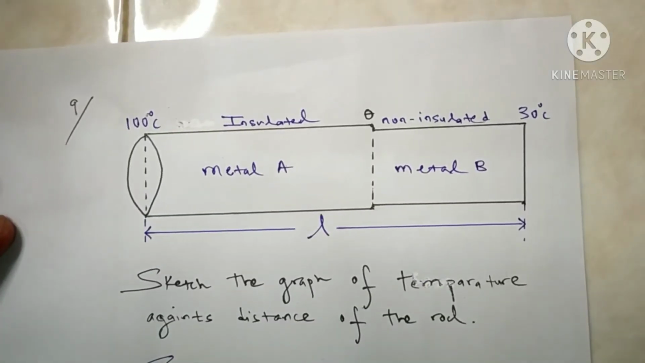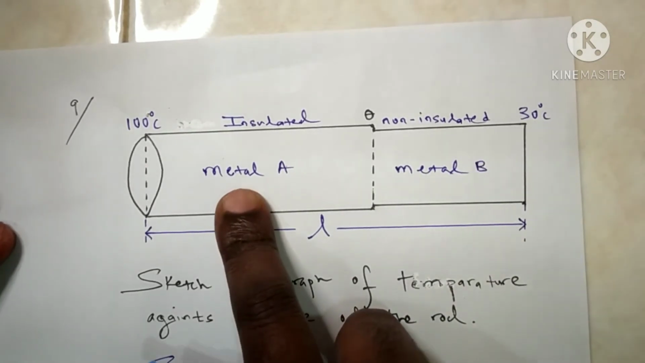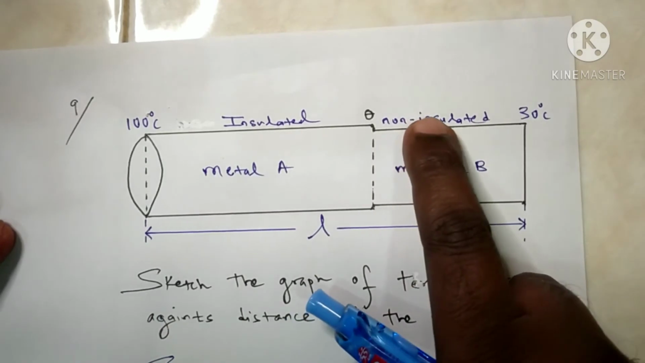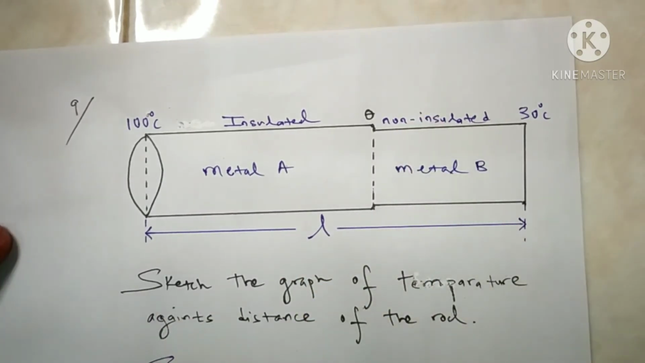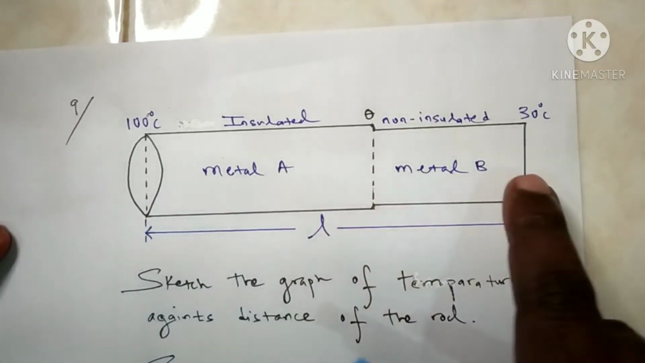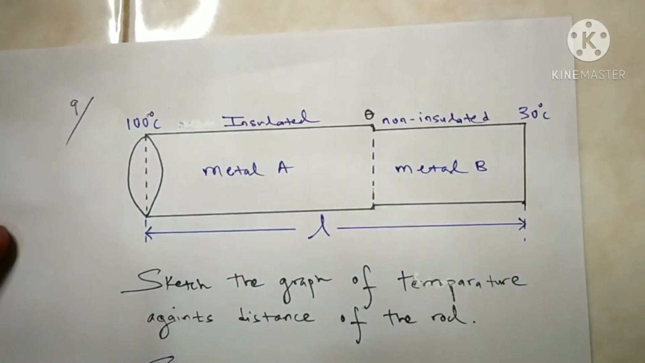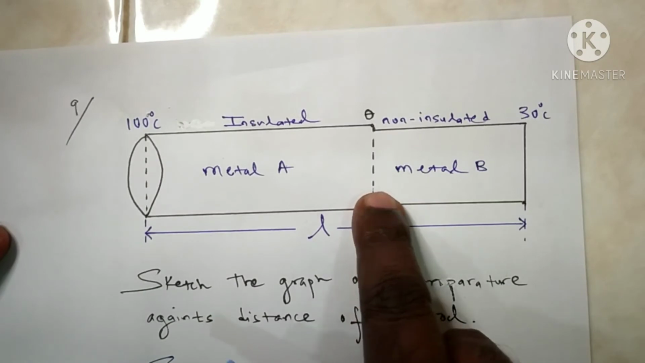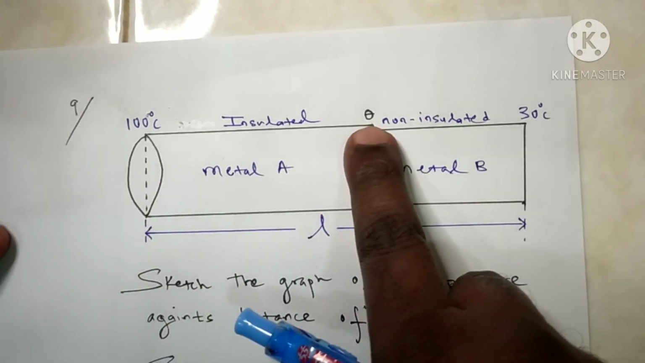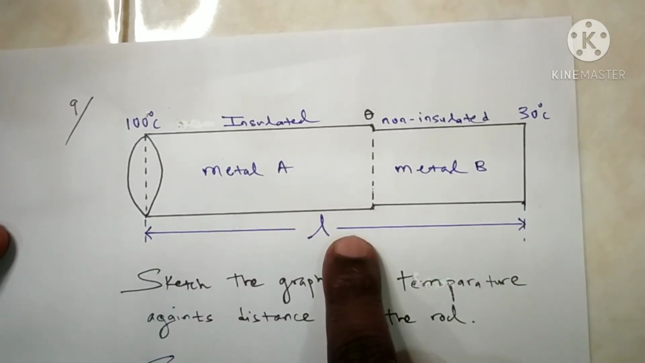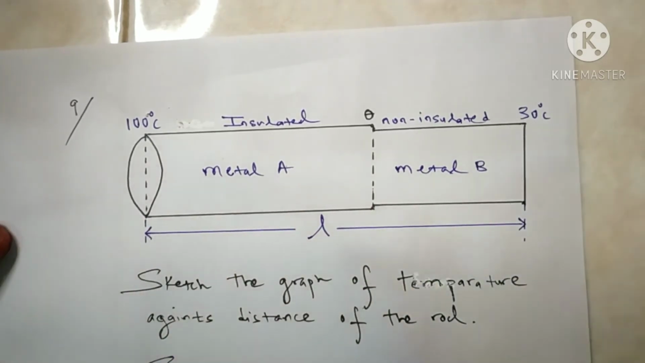And how about these? We have two metals, metal A and metal B. Metal A is insulated and metal B is non-insulated. The energy is transferred from higher temperature to lower temperature, from 100 degrees Celsius to 30 degrees Celsius. And the temperature in the junction between metal A and metal B is theta. And the distance between two metals is length L. Sketch the graph of temperature against distance of the rod.